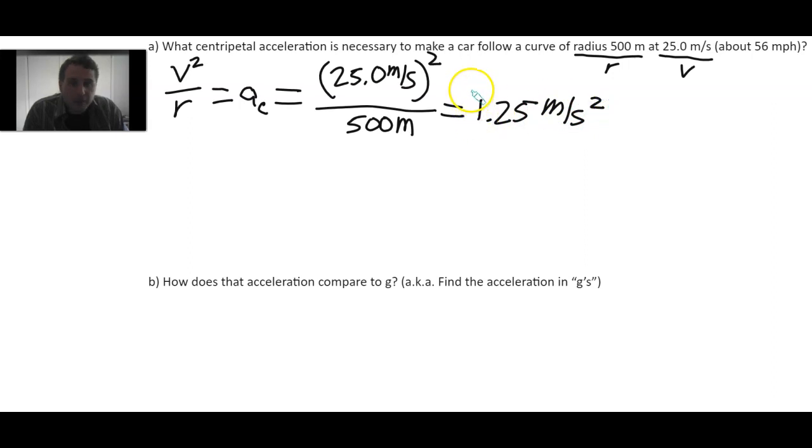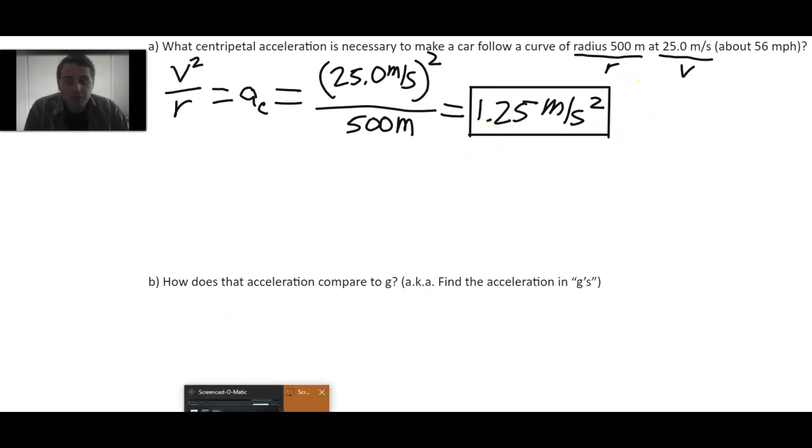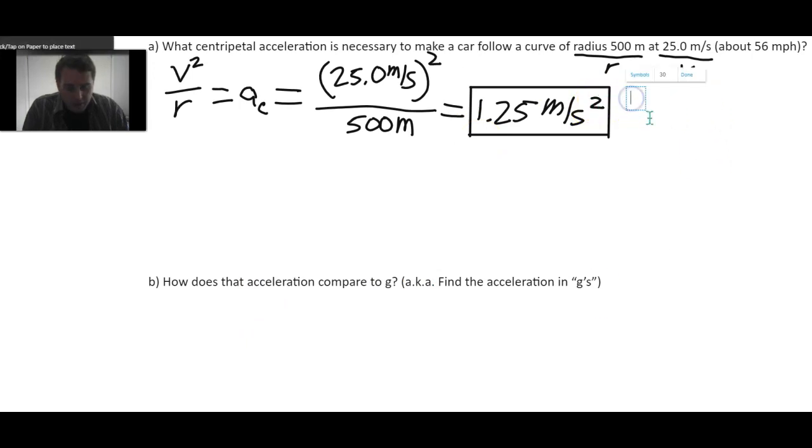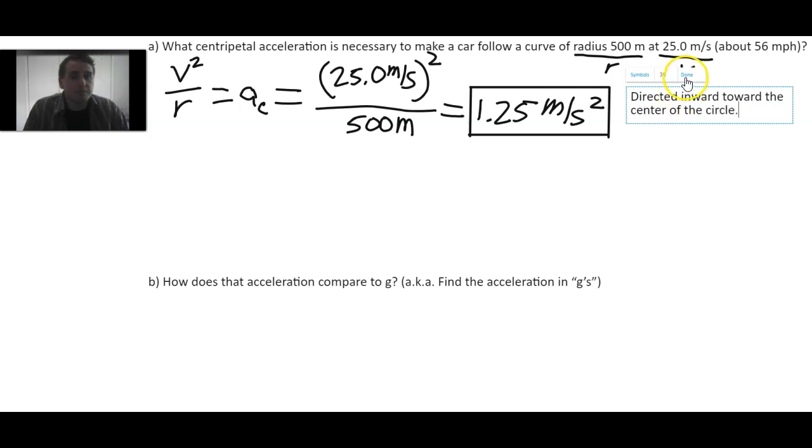Now remember, this is a vector, so any vector should have direction. The problem doesn't specify only to do the magnitude, but if we do want the direction, it's centripetal, so we can say, at least in words, directed inward toward the center of the circle. So that will be the direction always. Hope that makes sense.